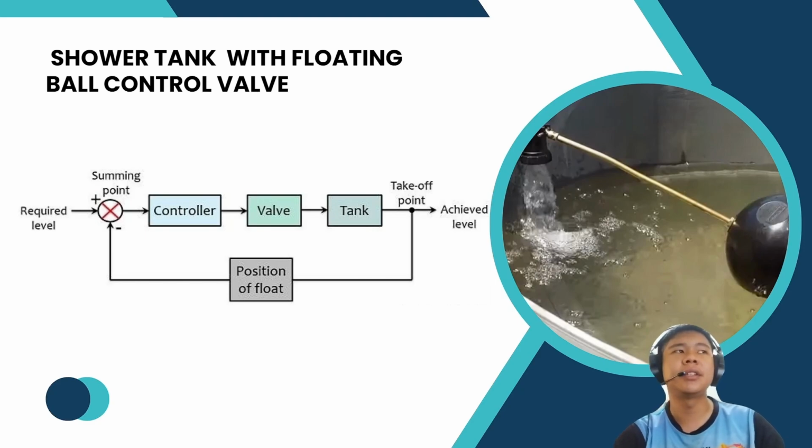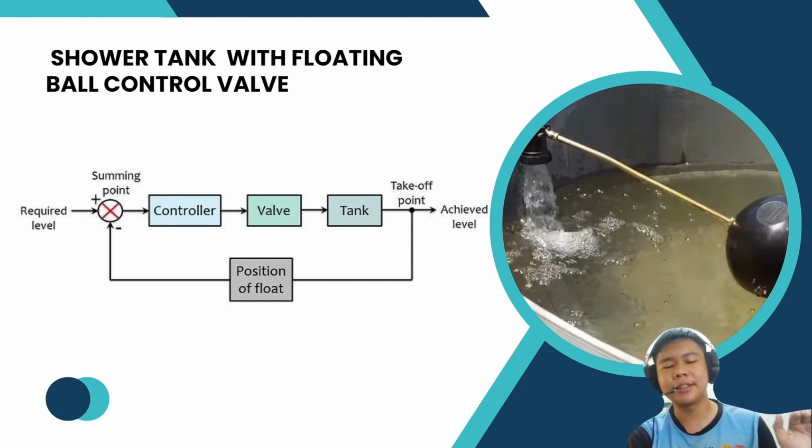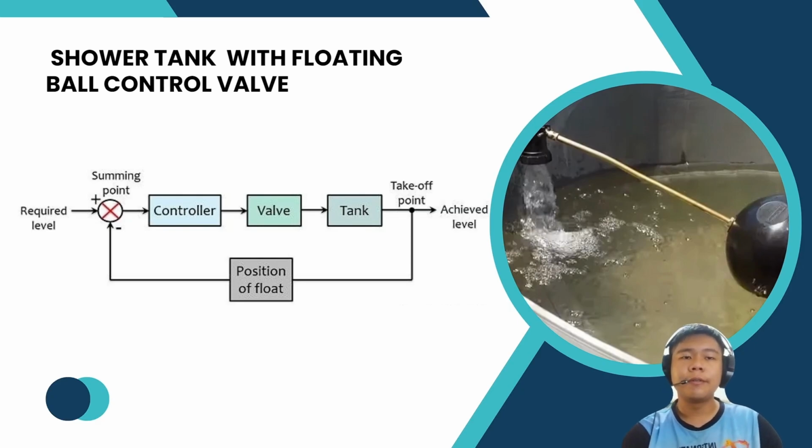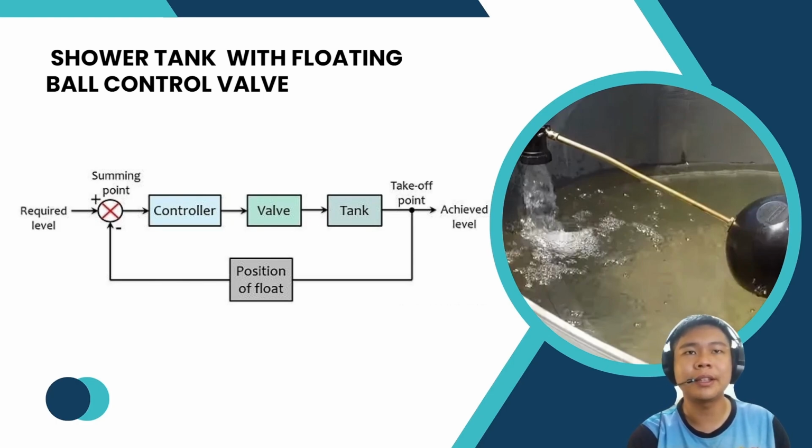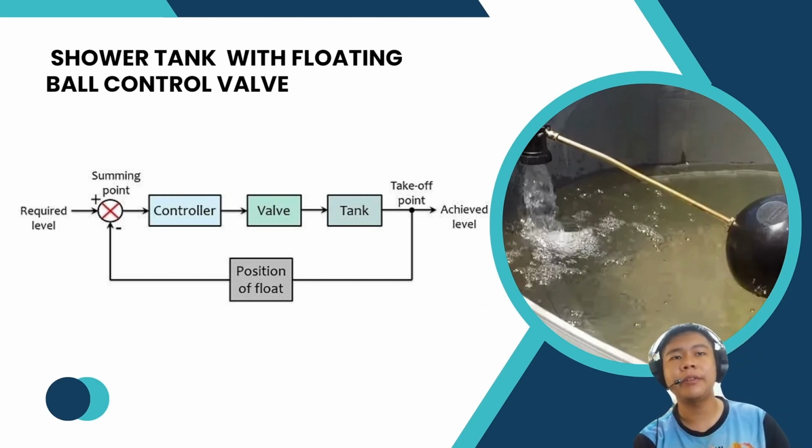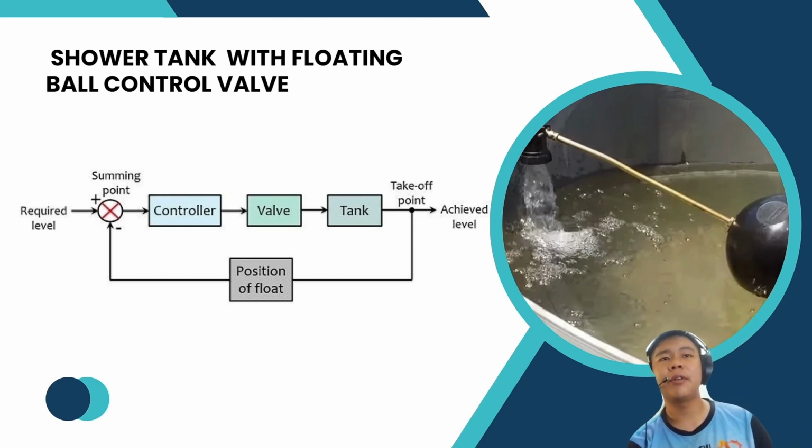Third, we have a shower tank with a floating ball control valve. First, we set the floating ball control valve at a certain level of our water tank. When the water level goes down, the valve will open for water to flow into the tank. After a moment, the tank will fill up with water, and the valve will float up again and close to prevent water from flowing into the tank.